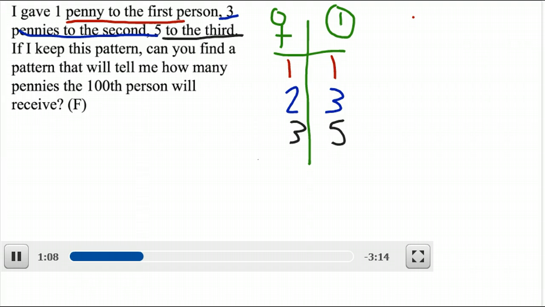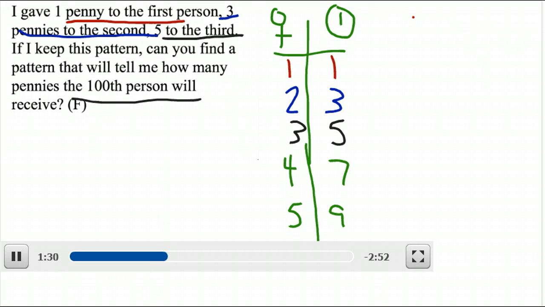So this is a pretty easy pattern to identify. We're going up by 1 on the left side in persons, and we're going up by 2 on this side for pennies. So we can see that would be 4 and 7 next, and then 5 and 9 for the next one. So we see the pattern that it's going up by 2, but the problem asks what we do for the 100th person.